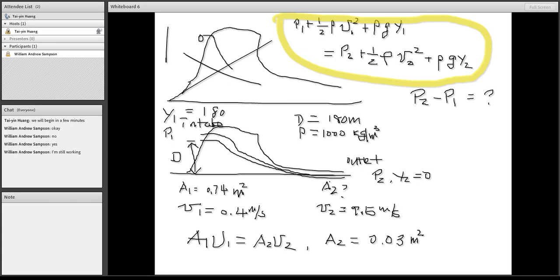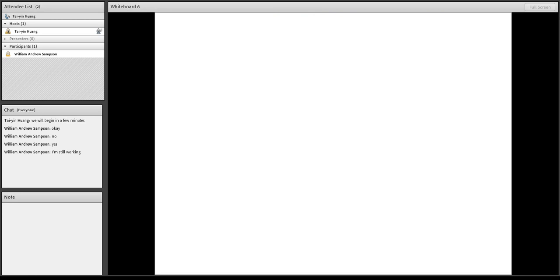So while you're working, let me just turn to the next page, and then I'm going to put in the numbers.